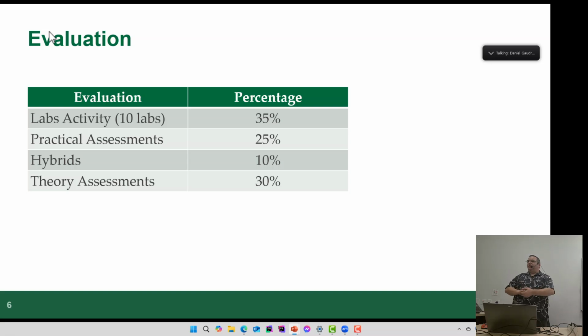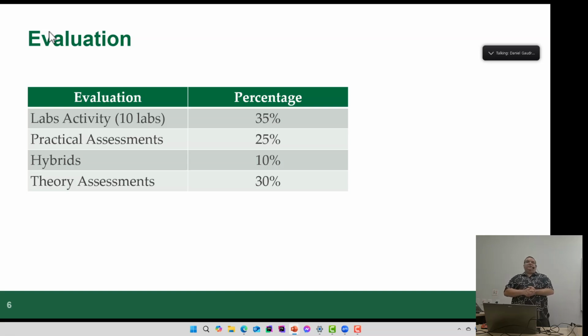How's your grade broken down? 35% towards your 10 labs, so each lab's worth roughly 3.5% of your grade. There are 2 practical assessments. They're done in lab. You're going to come in, spread out in the room, and I'm going to give you a piece of work, and you're going to do it. You have an hour, 50 minutes, and they're each worth 12.5% of your grade.